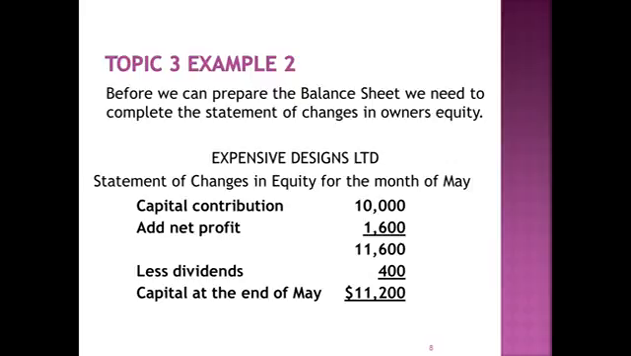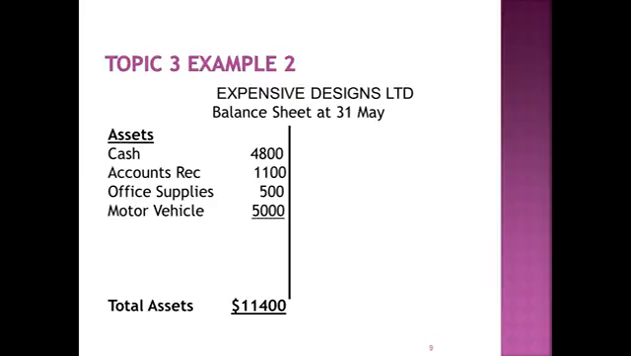If we go back to our transaction analysis worksheet and add the capital plus the income statement together, $9,600 plus $1,600, we get the capital at the end of May, which is $11,200. It's this figure, the $11,200, that is the link between this statement and the balance sheet. So the information is flowing through the three statements. Now the balance sheet is simply a physical representation of the accounting equation.